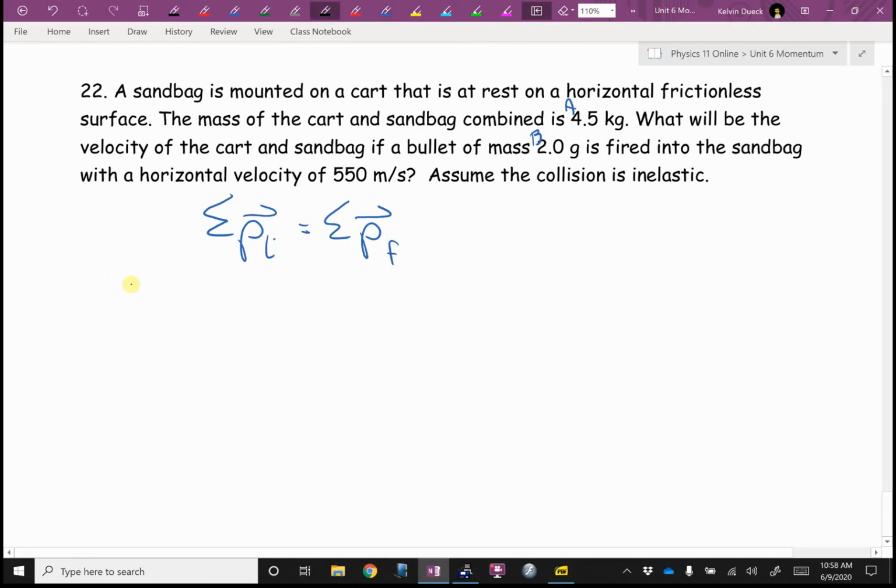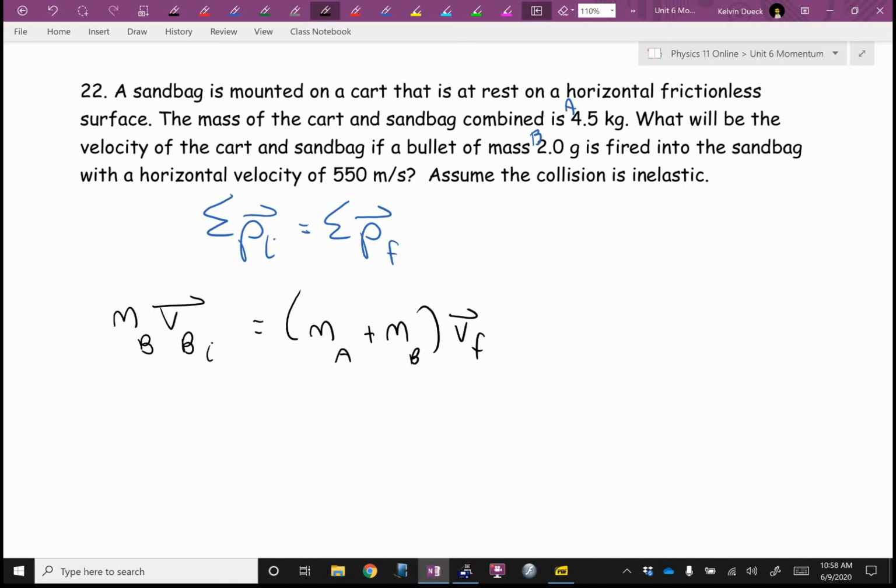Before the collision, what's moving? Well, the cart and sandbag is at rest, so I'm just going to have the mass of the bullet, velocity of the bullet initial. And when they collide, they stick together, so it's going to be mass A plus mass B, V final. I like this question. You want me to get V final by itself? So I'm going to divide by the bracket. V final is going to be mass bullet, V bullet initial, divided by mass A plus mass B.